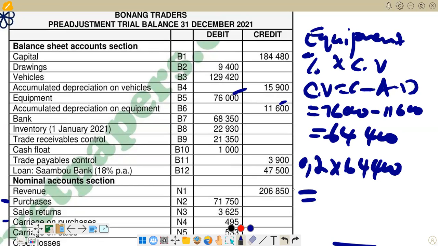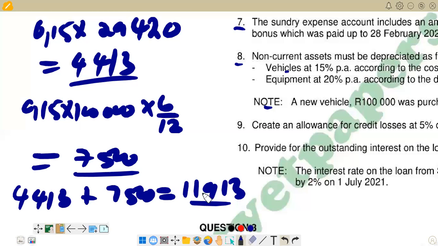Let's try to see. We are now saying 0.2 times 64,400. Get 12,880. 12,880 is the amount for depreciation that you get for equipment. So we are going to add the depreciation for equipment plus the depreciation for vehicles to get the total depreciation. So we are saying 12,880, and then we add the one that you got for vehicles, which is 11,913. Then we get the total for depreciation.